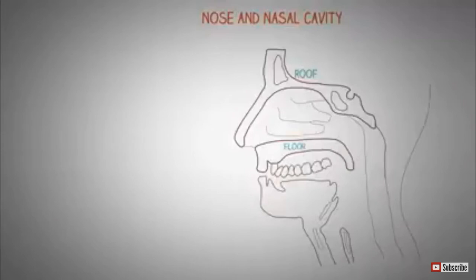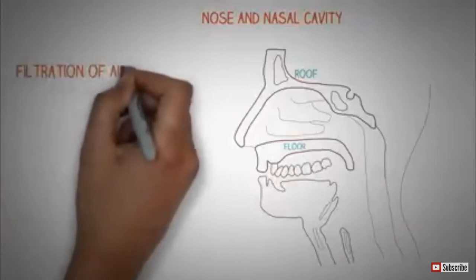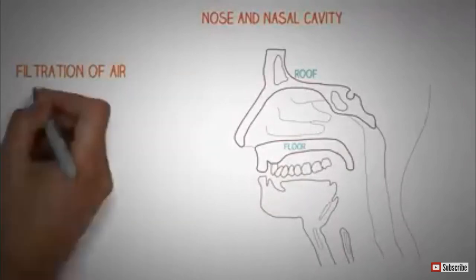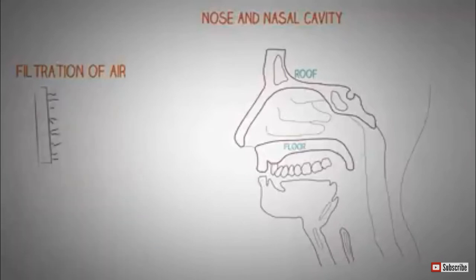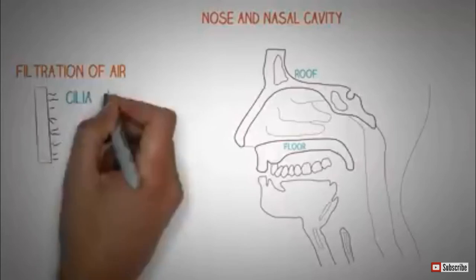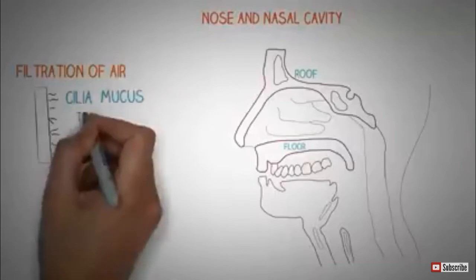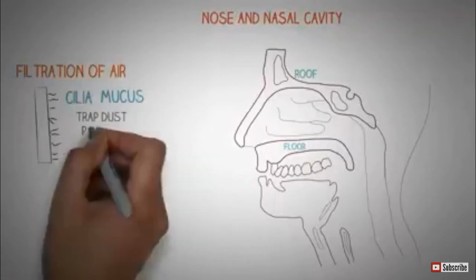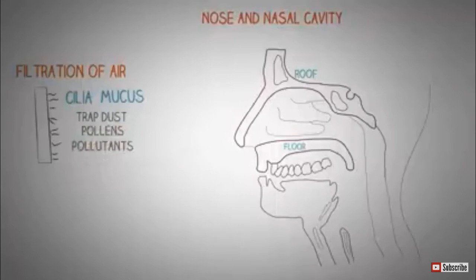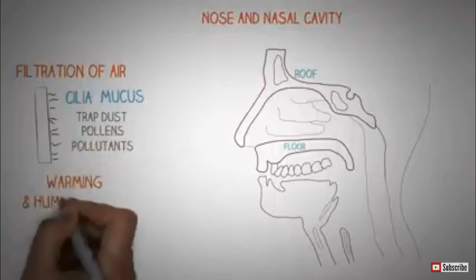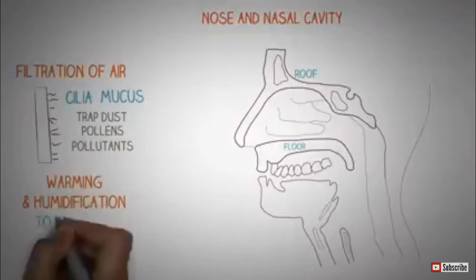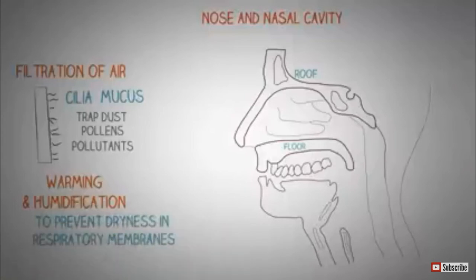The main job of the nose and the nasal cavity in the respiratory tract is the filtration of air. This is made possible by small, minute, hair-like structures present in the nasal cavity called cilia. The filtration of air is also facilitated by the mucus which is secreted by the nasal walls. This traps dust, pollens, as well as other pollutants present in the atmospheric air. The other job that the nasal cavity performs is warming and humidification of the air, which prevents the dryness in the respiratory membranes.